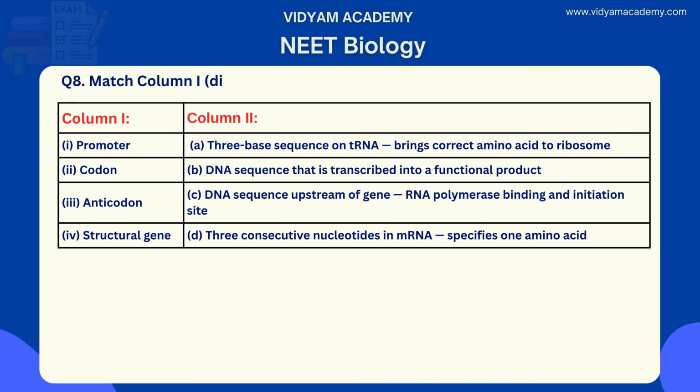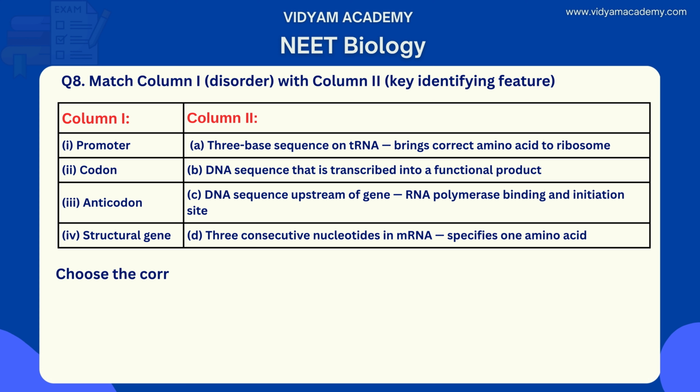Question number 8, match the column. Column 1 is a term, column 2 is the correct description. The first one, promoter. Option A, a 3-base sequence on tRNA that brings the correct amino acid to the ribosome. Here on the left-hand side, 2 is codon. B, DNA sequence that is transcribed into a functional product. 3 is anticodon. C, DNA sequence upstream of a gene, RNA polymerase binding and initiation site. 4 is structural gene. D, 3 consecutive nucleotides in mRNA specifies 1 amino acid. So here are the options.